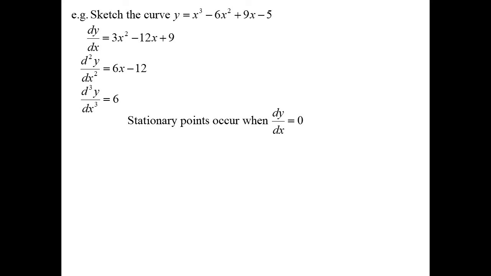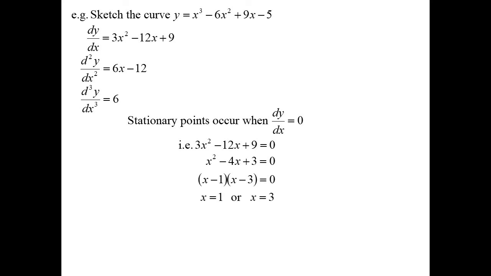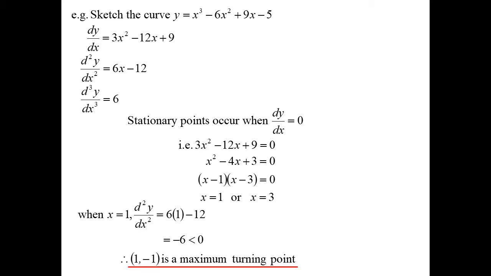Stationary points occur when the derivative is equal to 0. So in other words, I'm solving this equation. Well, we've got a common factor of 3. That makes life a bit easier. So, multiplies together to give 3, adds together to give -4. And we get our answers of x equals 1 or 3. So there are the x values. Let's go classify. When x equals 1, our second derivative is -6. So it's concave down, maximum. Okay, so I know (1, -1) is a maximum. X equals 3, we get a minimum.